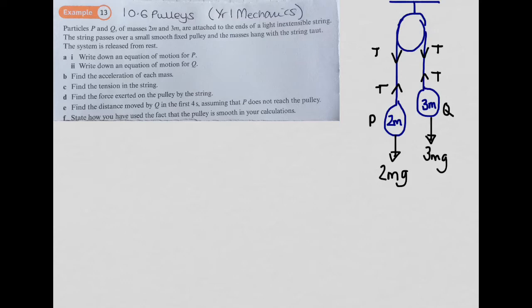It then says the system is released from rest. So if it is released from rest, it's telling you it's going to start moving, and which way will it move? Well, the heaviest mass between the 2m and the 3m is 3m, so it's going to start moving in that direction. So it's going to accelerate that way. Therefore, the 3m mass will move downwards and the 2m mass will move upwards with the same acceleration because they're connected particles. So it's quite important. This is the same knowledge as connected particles that you've already used previously.